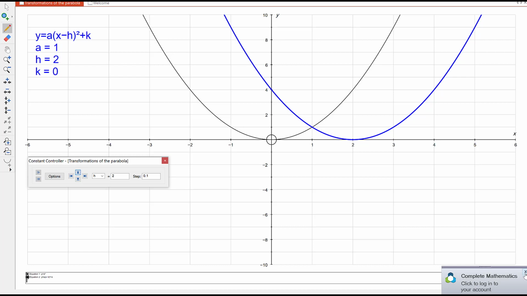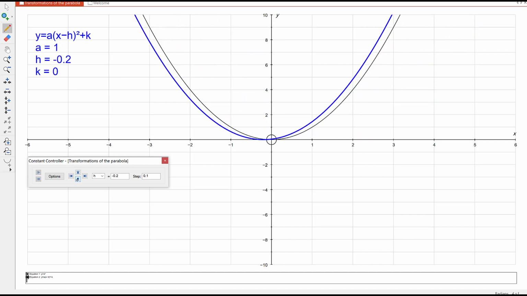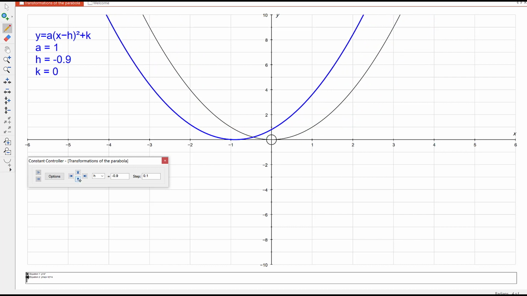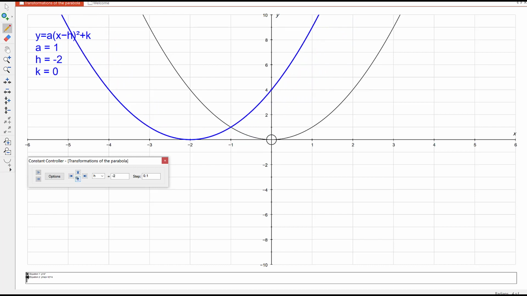And then if we were to make H a negative value, so here H is negative 1. If we think about putting H equals negative 1 into that general form of the equation, that's x minus minus 1, so that's x plus 1 all squared, and the graph has gone to the left by 1. Okay. If it was x plus 2 all squared, it would have gone to the left by 2.